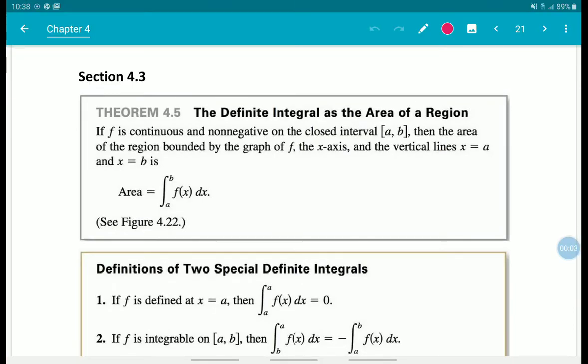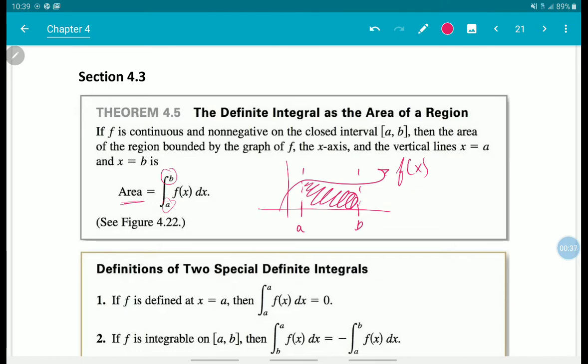So 4.3 starts to talk about the definite integral. The difference between this and what we're doing now is now we're finding the area under the curve, and we're doing that from a region from A to B. So here's what's going on. If we have a function, let's say this is our function f of x, and we're looking at from A to B, we're asking, what is the area under the curve for that piece of that graph?